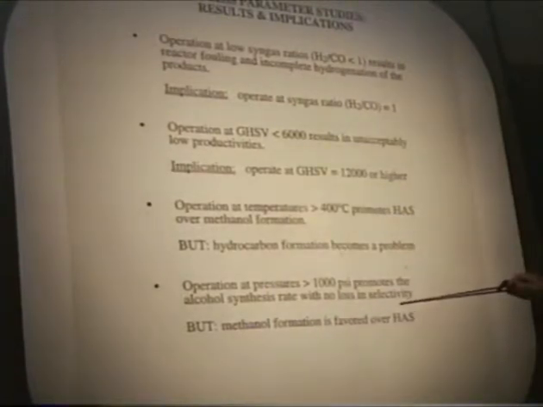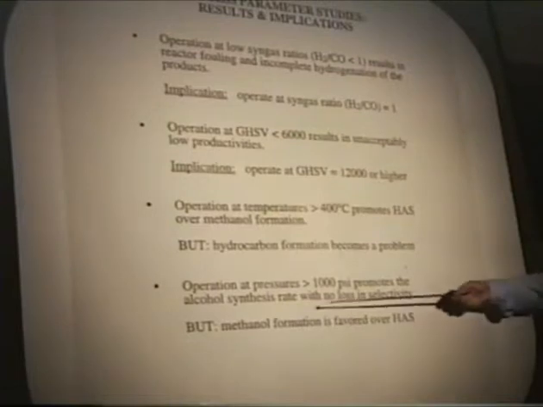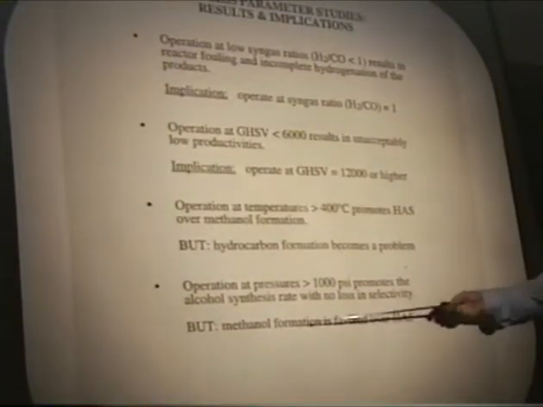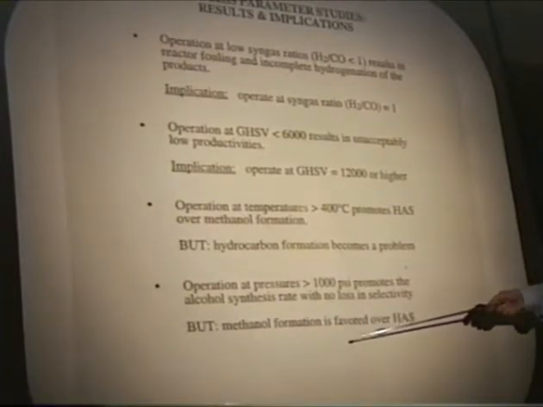As we go to higher pressures, we do see an increase, a dramatic increase actually, in the alcohol synthesis, and there's no loss in selectivity here, so we're not in the same regime as we are here. But now methanol is the alcohol that's favoured rather than isobutanol.